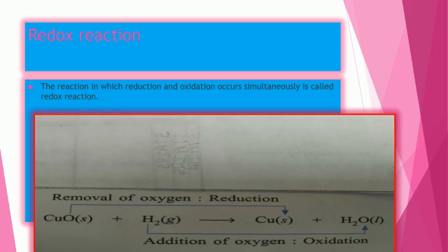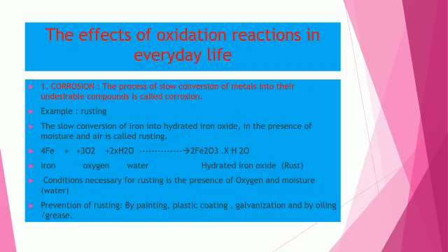Copper oxide changes into copper, it means it shows the removal of oxygen. This is the reduction reaction. And hydrogen is changed into water, it means hydrogen is added with oxygen. So here oxidation occurs. In this single equation, we can see both reduction as well as oxidation. So this is an example of redox reaction.